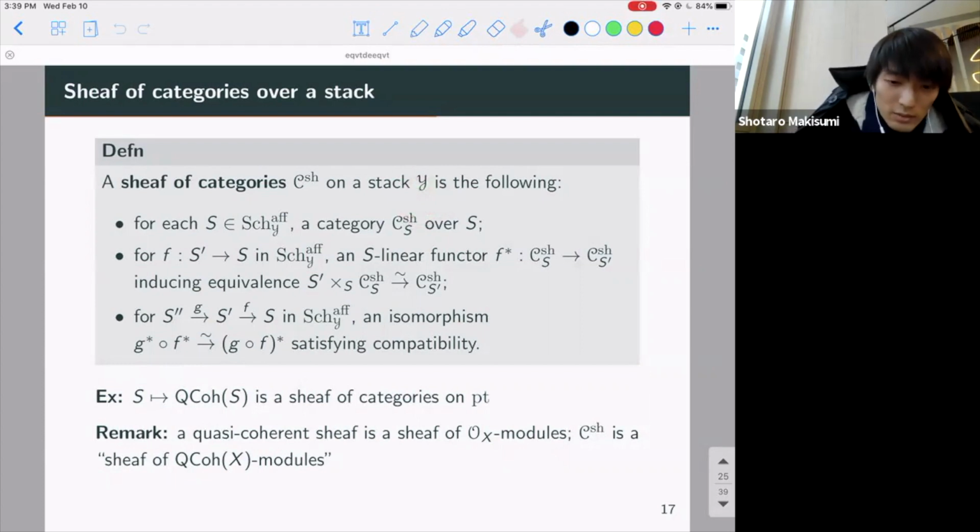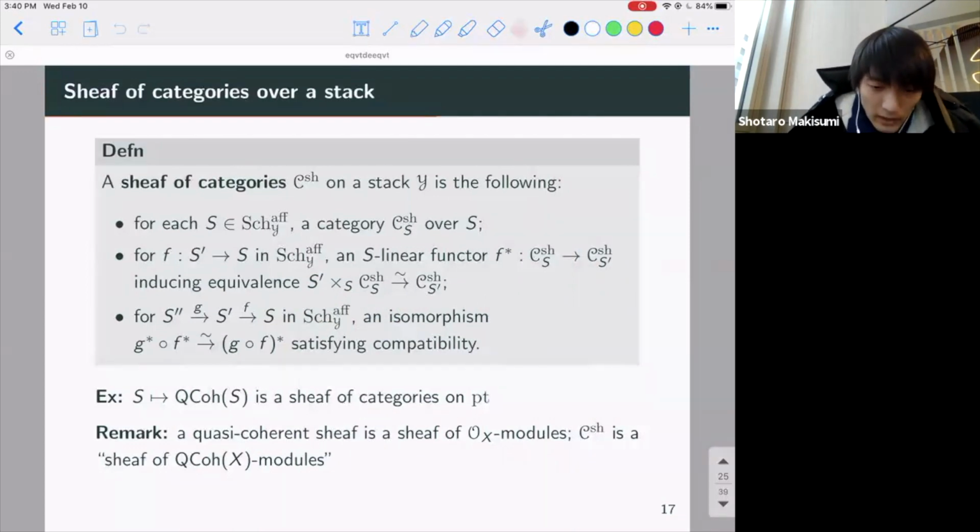Now, if I have a morphism of affine schemes over Y, then it makes sense to ask for a functor relating those categories. So this is the analogue of the compatibility relation, that compatibility isomorphism that we had in quasi-coherent sheaves. And so this is exactly the pullback of categories that we defined earlier for a morphism of affine schemes. Now, because it's a category, you actually need one more piece of data. And all this has to satisfy compatibility relations.